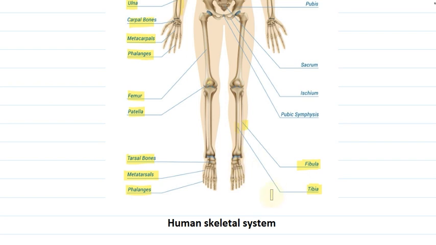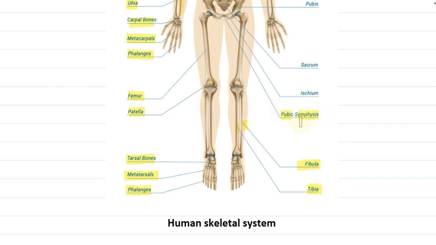Then the fibula can also be called the calf bone. It is smaller than the tibia. The top of the fibula is located just below the knee joint, and the lower end of the fibula forms the outer part of the ankle joint.